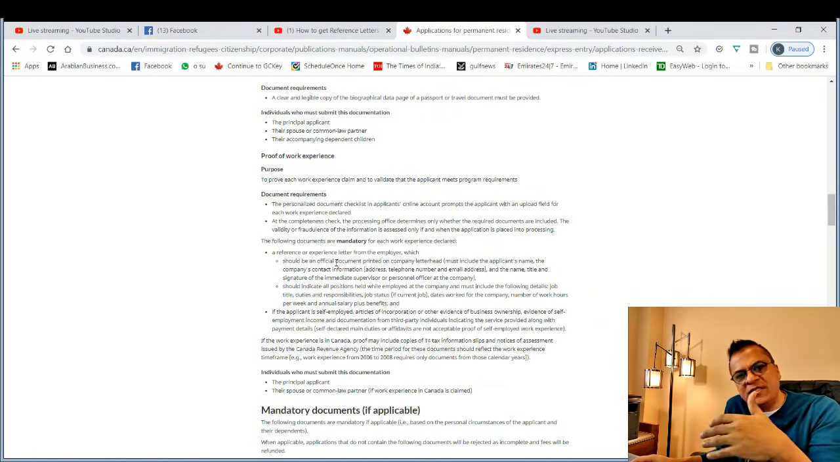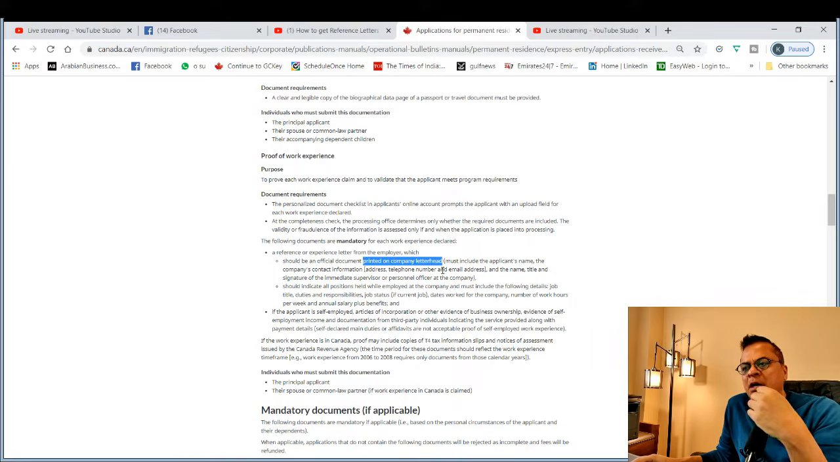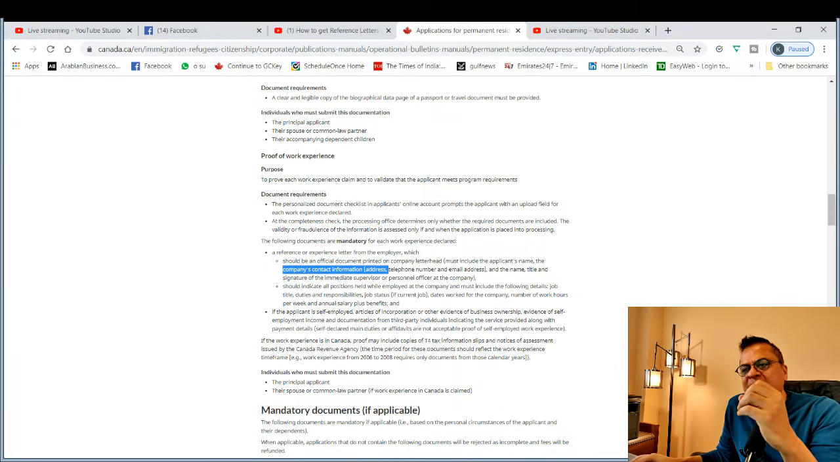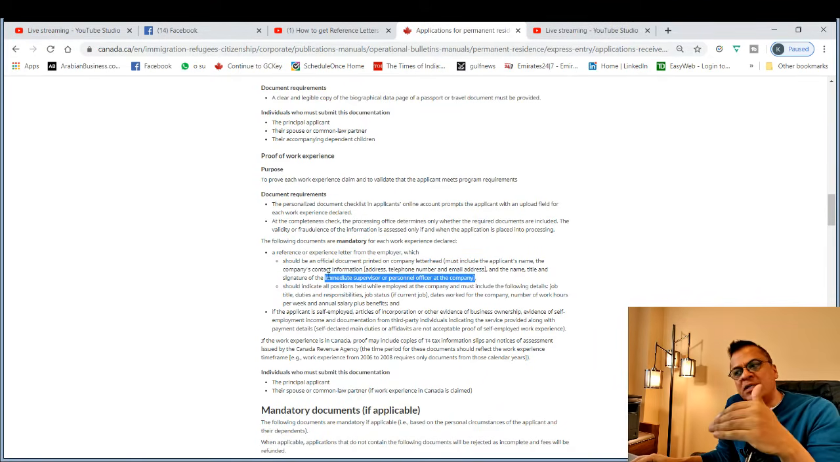It should be an official document. When we say official document, it means it has to be printed on company letterhead. It must include the applicant's name, the company's contact information, the address, telephone, email address, etc. And the name, the title, and the signature of the immediate supervisor or personnel officer of the company. Now, this forms the baseline for your document.